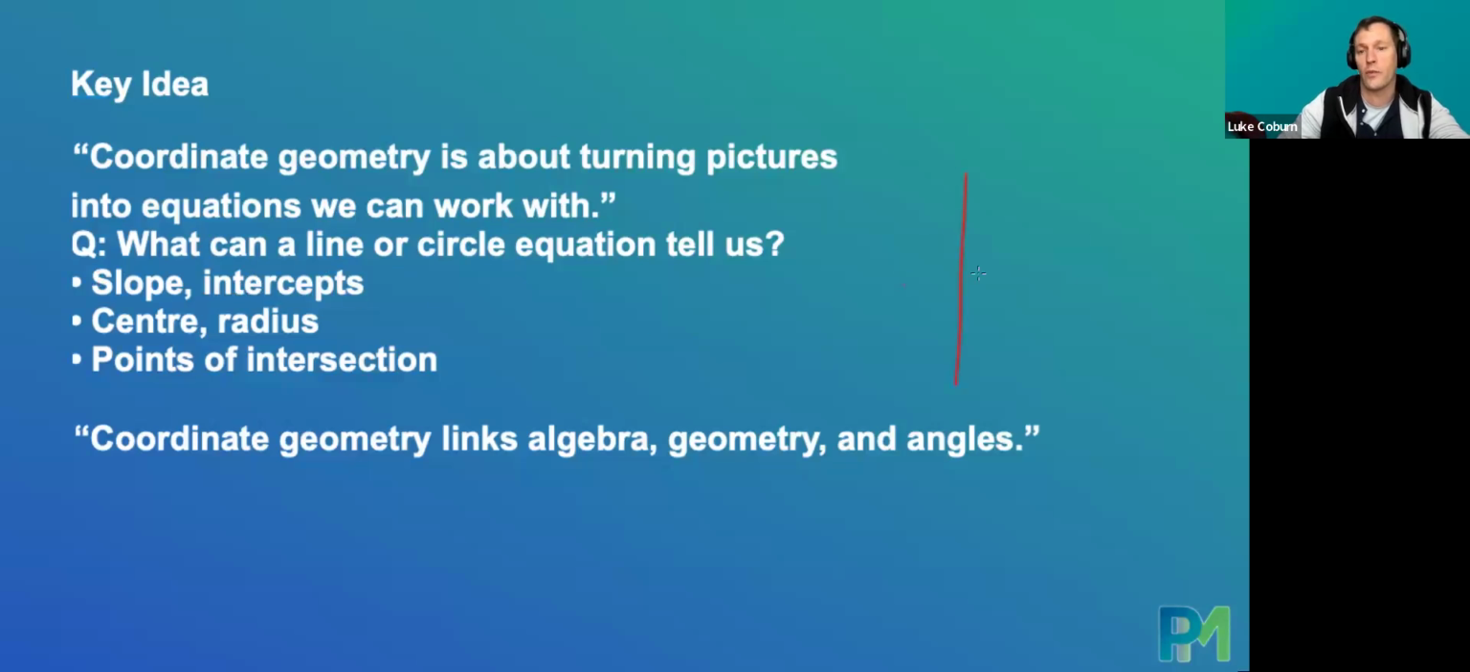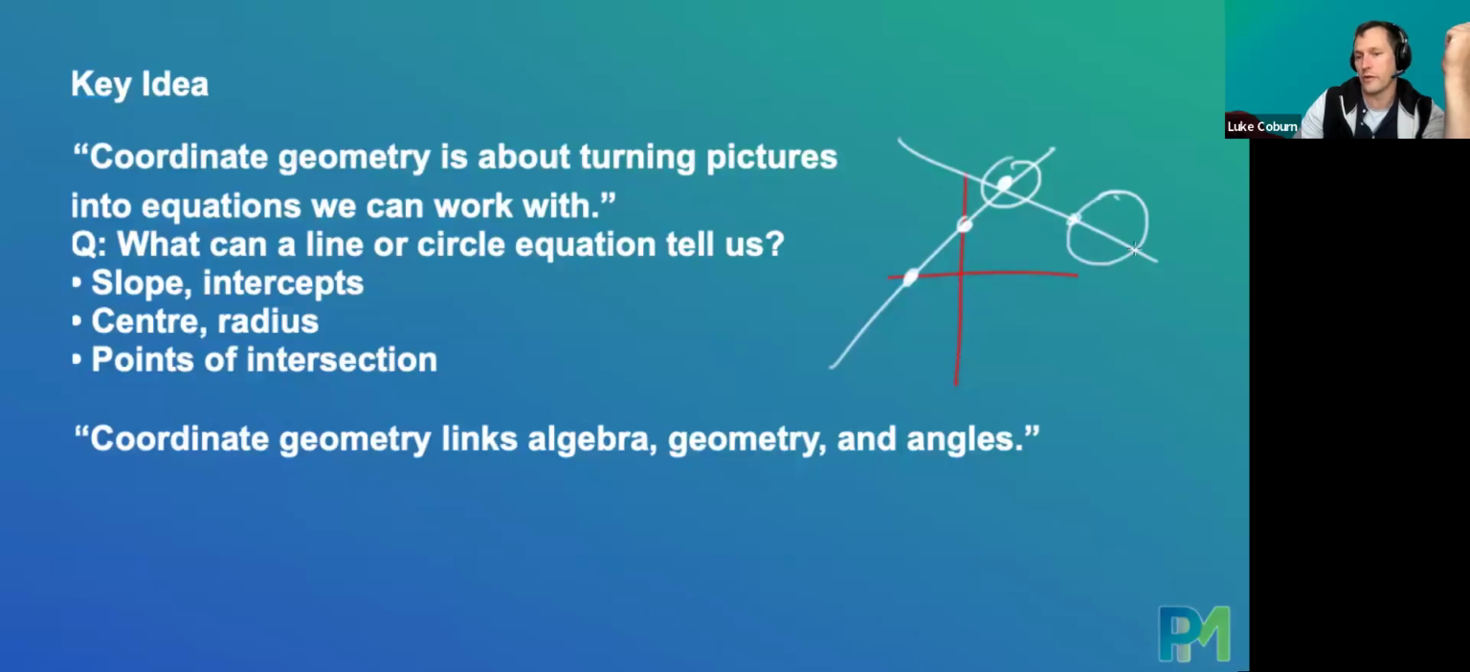So for lines, we're going to be looking at slopes and we're going to look at intercepts. So one thing that we care about with lines is, if this is a line, this is an intercept. And we don't only care about the intercepts of lines with the axis, we care about the intercepts of lines with other lines as well. And we care about the intercepts of lines with circles, for example, as well.